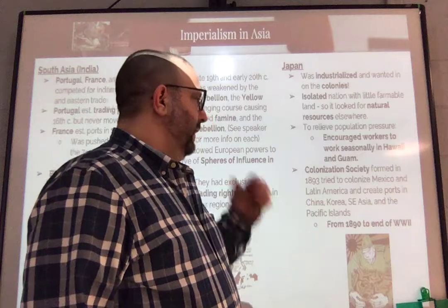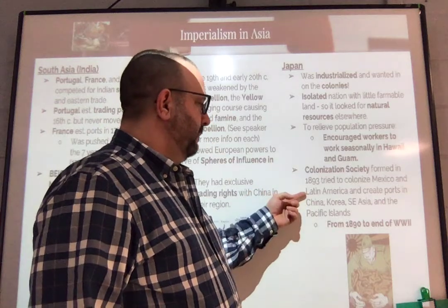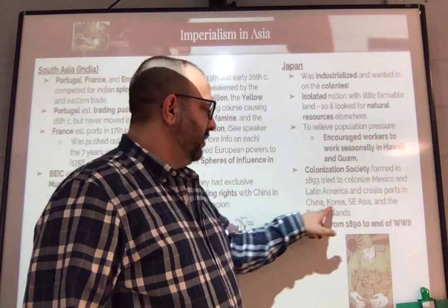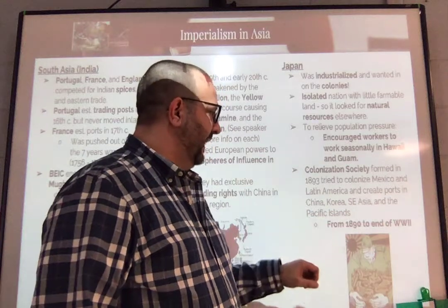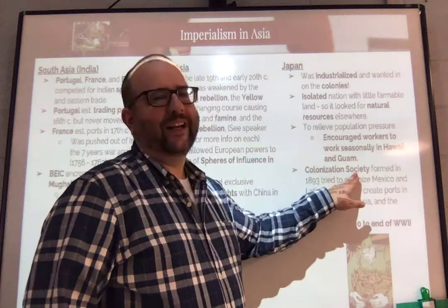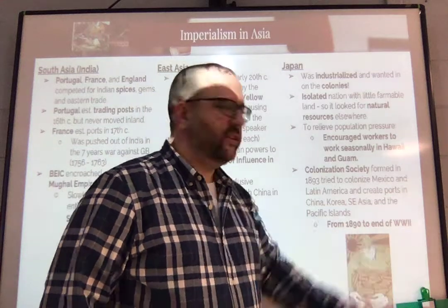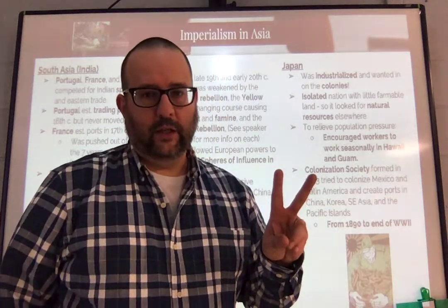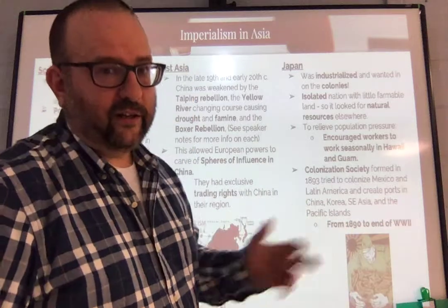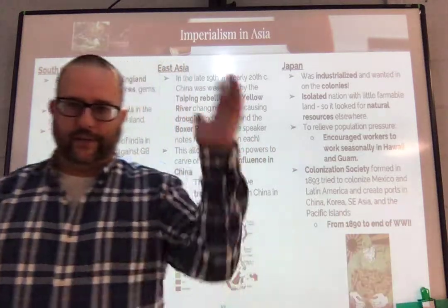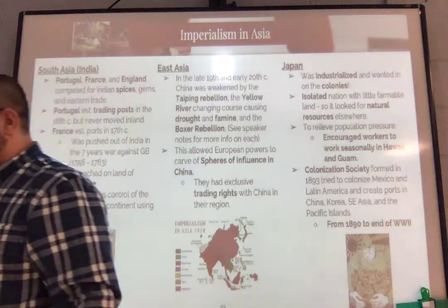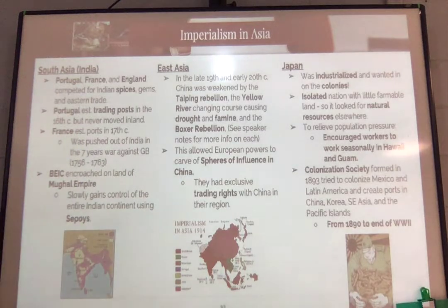In 1893, they tried to colonize Mexico and Latin America and create ports in China, Korea, Southeast Asia, and the Pacific Islands. They formed what was called a colonization society. And that's going to last from 1890 to the end of World War II. So some things are going to transcend even Unit 6 and go on into something we do not cover in here.